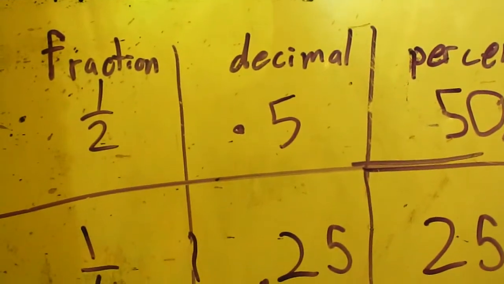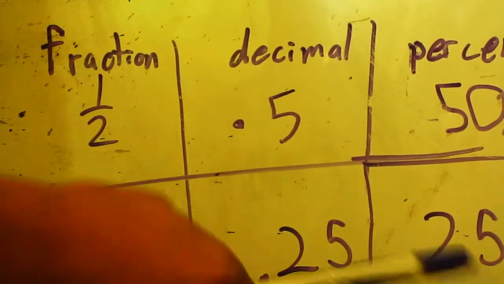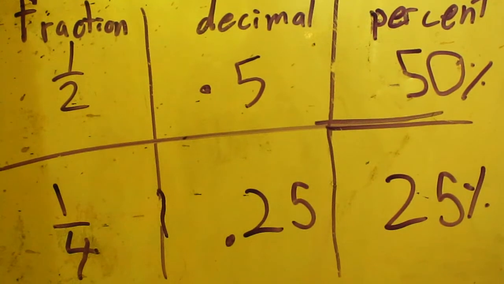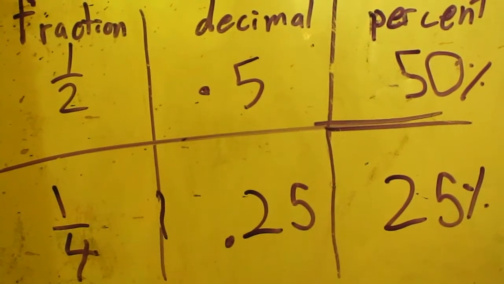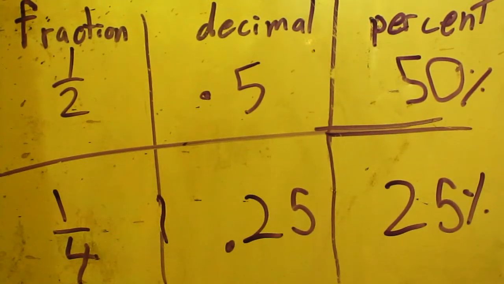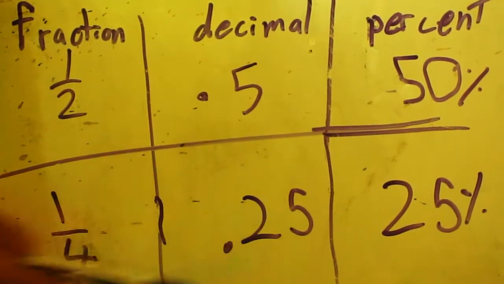You do the same thing. Go backwards. You do 25%. And then turn that into a decimal by dividing it by 100. And then you get 0.25. And then you turn that back into 1/4.